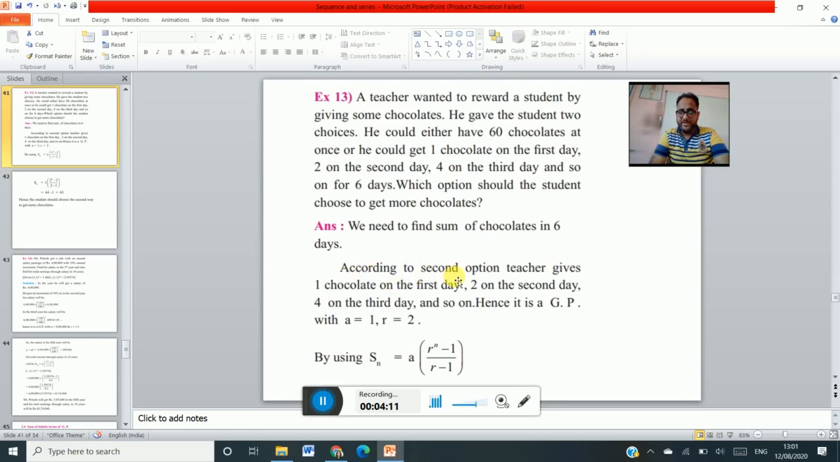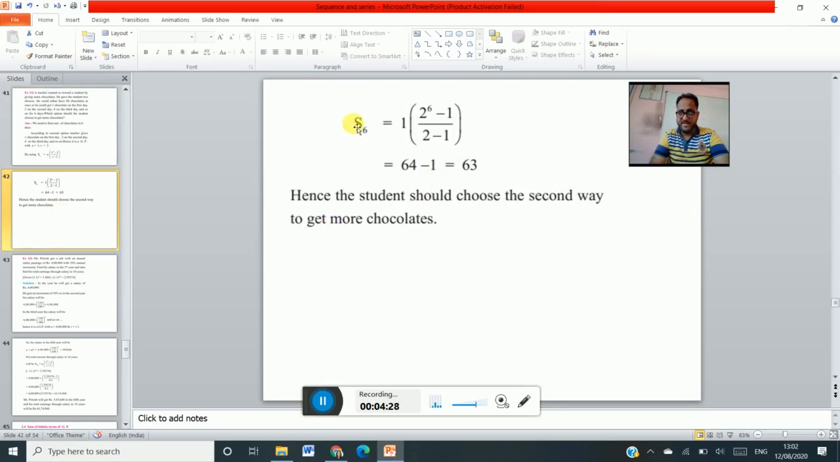Okay, so according to the second option, the teacher gives 1 chocolate on the first day, 2 on the second, 4 on the third, मतलब हर दिन डबल डबल हो रहा है. So a is equal to 1 है, r is equal to 2 according to that. So Sn is equal to this formula we know, and therefore we find S6. S6 equals 1 into 2 to the power 6 minus 1 upon 2 minus 1. 2 minus 1 is 1, 1 by 1 is 1, 2 to the power 6 minus 1, 2 to the power 6 is 64 minus 1, 63.